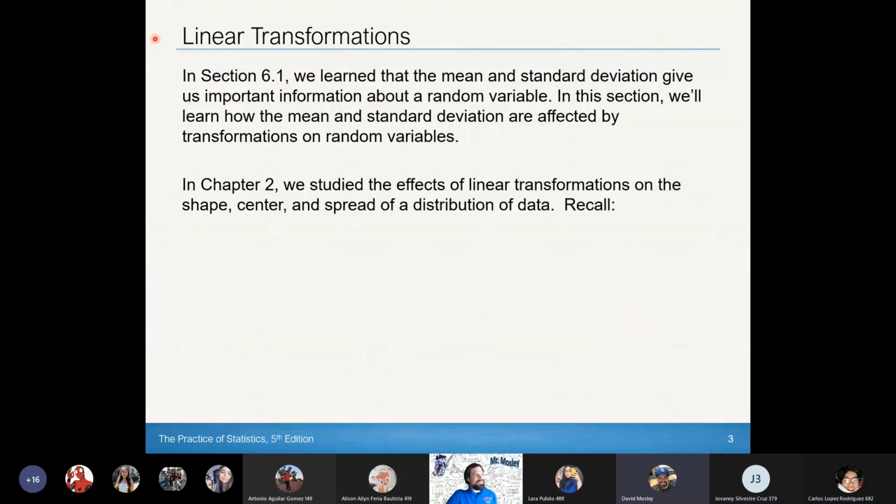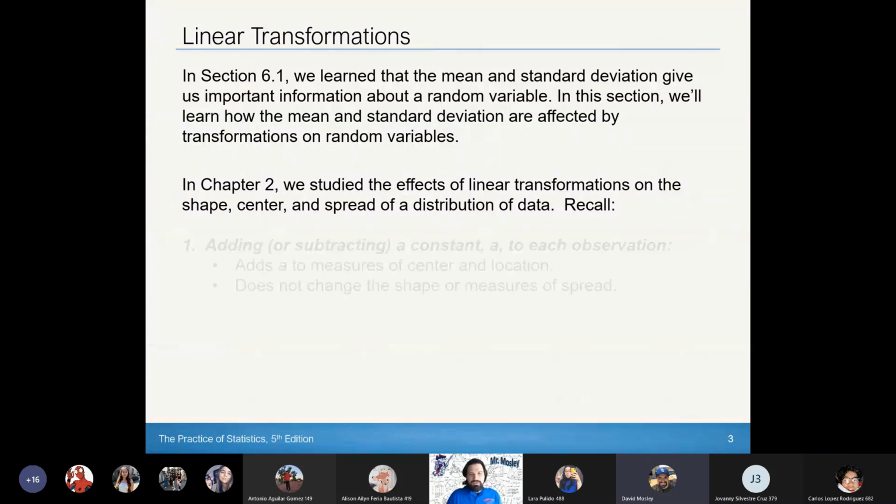So first, we're going to talk about linear transformations. In section 6.1, we learned that the mean and standard deviation give us important information about a random variable. In this section, we'll learn how the mean and standard deviation are affected by transformations on random variables. In chapter 2, we studied the effects of linear transformations on the shape, center, and spread of distributions of data.